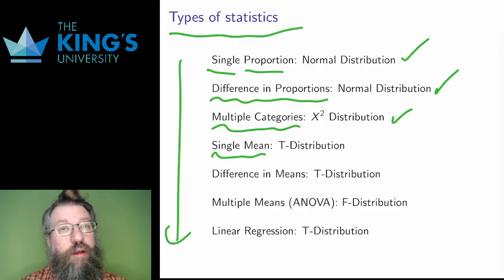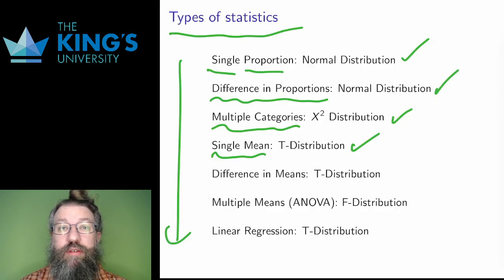For one numeric variable, there is a single mean. The null hypothesis here is again typically a threshold for this mean. A t-distribution is used instead of a normal distribution, and the sample statistic is given a t-score, which leads to a p-value.